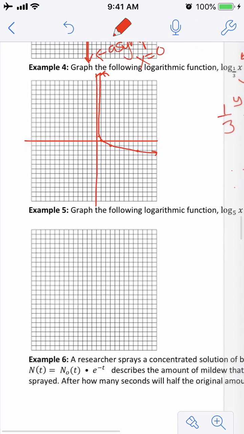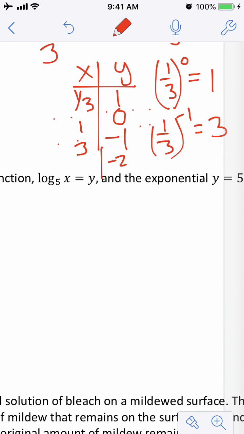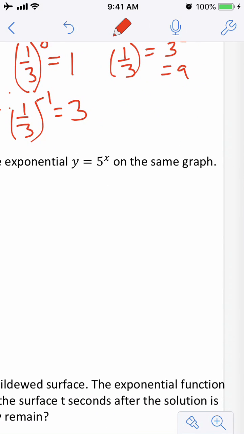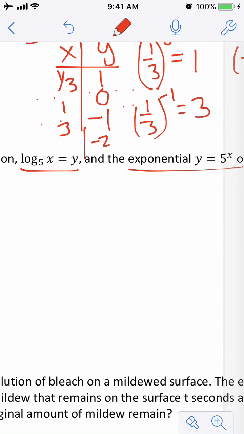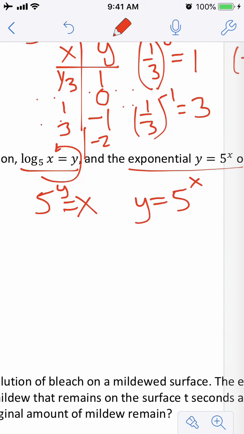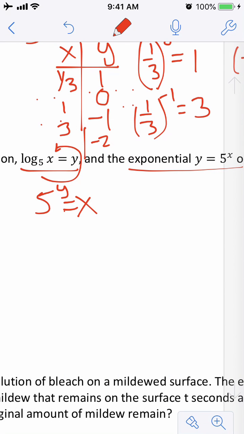All right, so that's graphing the logarithms. Let's do one more. Graph the logarithmic function log base 5 of x is equal to y, and exponential y equals 5 to the x on the same graph. Well, what do we know about these two? What have we been talking about the whole time? They are inverses of each other. They may not look like it. You're like, I still don't understand how you think these are the same, but backwards. Well, let's rewrite this one. 5 to the y equals x versus y equals 5 to the x. Let's just even write this backwards and make it a dramatically obvious point.